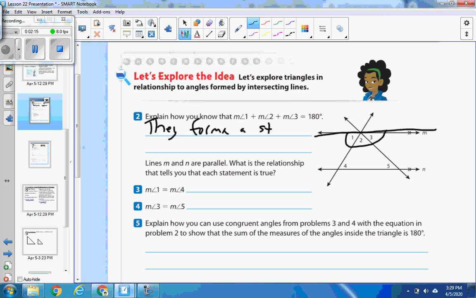We'll say a straight line. Oops. Form a straight line, which is 180 degrees.